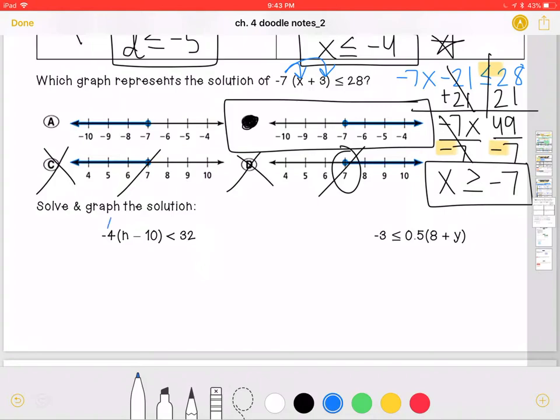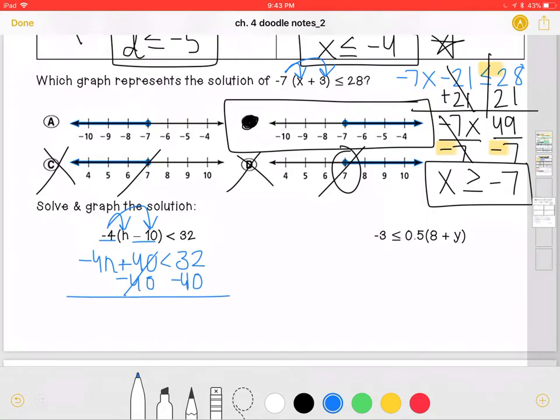So first step, distribute. So I get -4n plus 40 you should have. -4 and a -10 gives you a +40. Now I'm going to subtract 40 from both sides. They have different signs, so we are subtracting. 40 minus 32 gives us 8. Take the sign of the larger. You can bring down that inequality sign if you want.